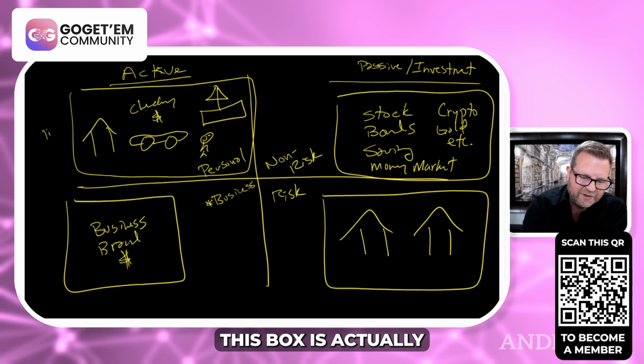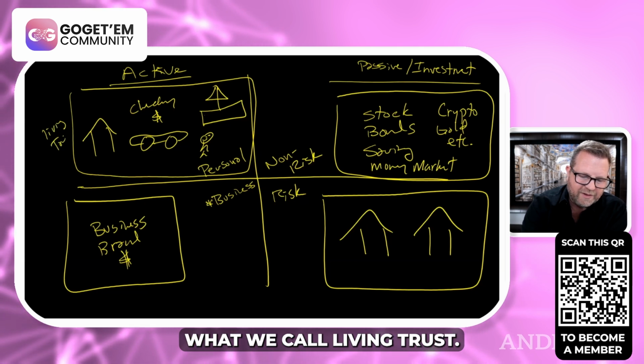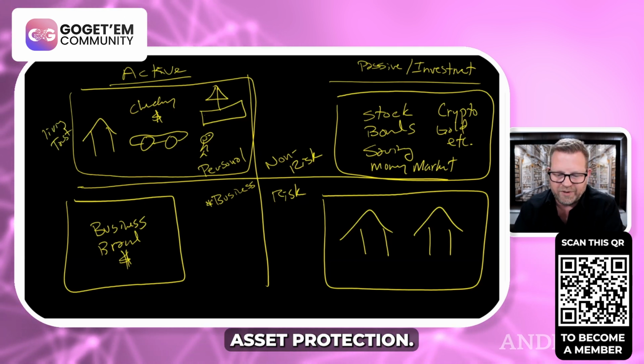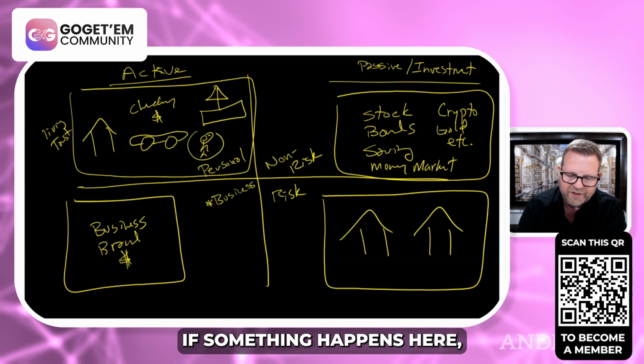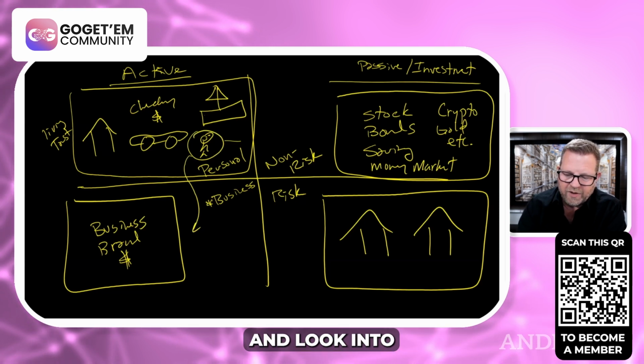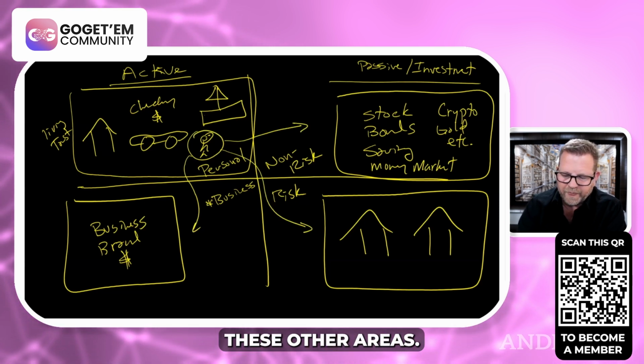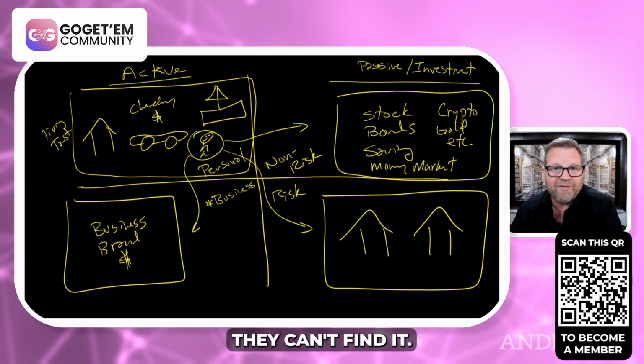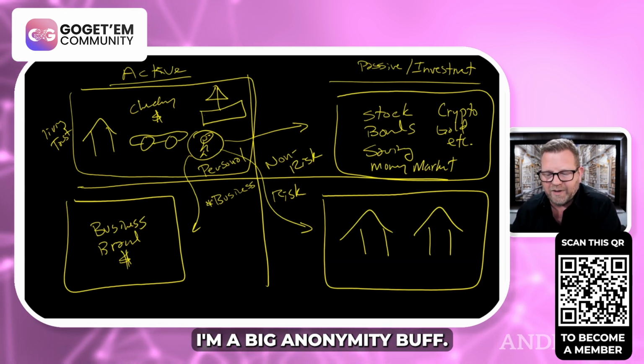This box is actually what we call a living trust. It's more estate planning. There's no asset protection. If something happens here, they're going to come out and look into these other areas. And what I need to make sure is that A, they can't find it. I'm a big anonymity buff.